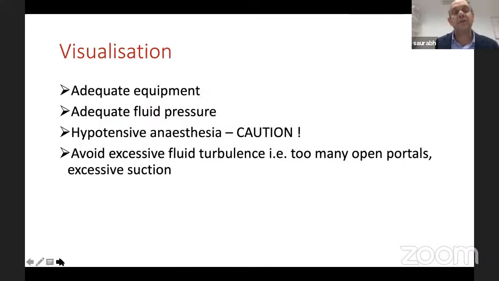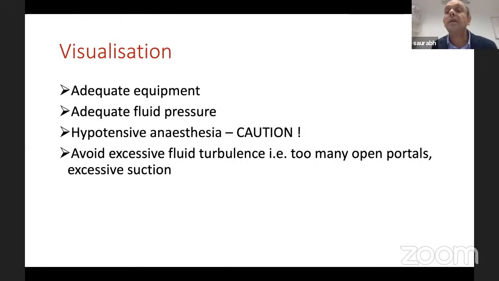So now, visualization. Visualization is very important, and it is dependent on your team, on your equipment, and on your anesthesia. This is one area where it's not just surgeon dependent, you're dependent on your whole team. So equipment has to be good. Fluid pressure: if you increase a lot of fluid pressure, yes, you can stop the bleeding from capillaries, but increased fluid pressure means all the fluid will extravasate into your soft tissues. It will stretch your capsule, and the patient will wake up with a very swollen and stretched capsule, i.e. pain, which means he can't do his rehabilitation and exercises properly.